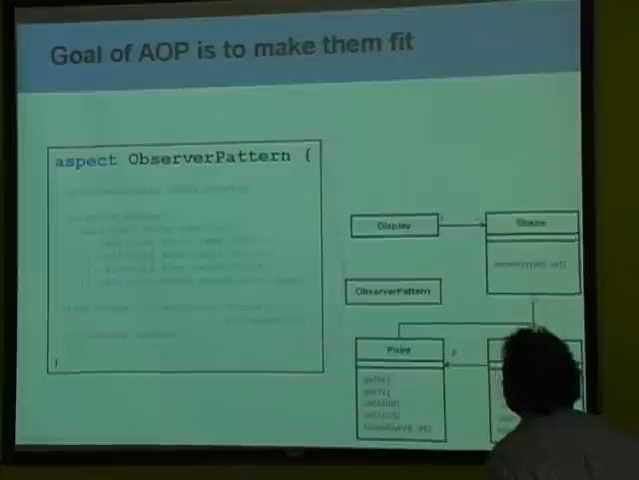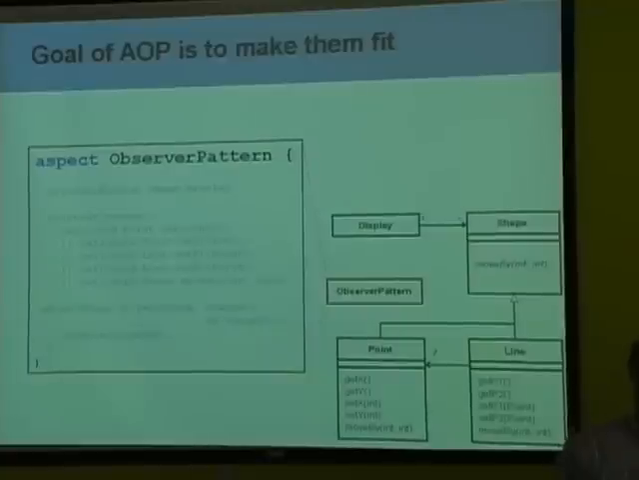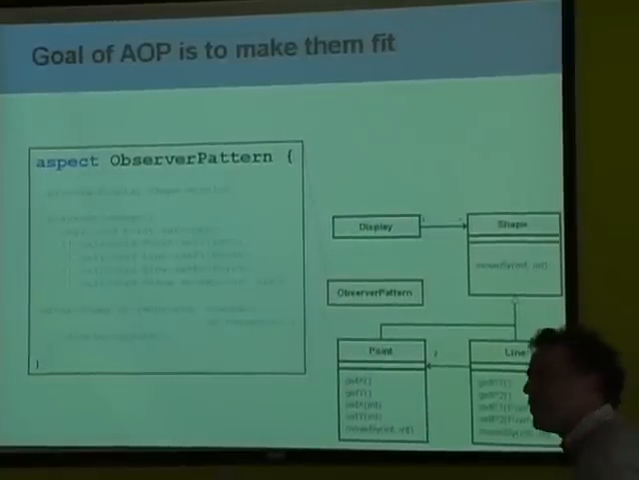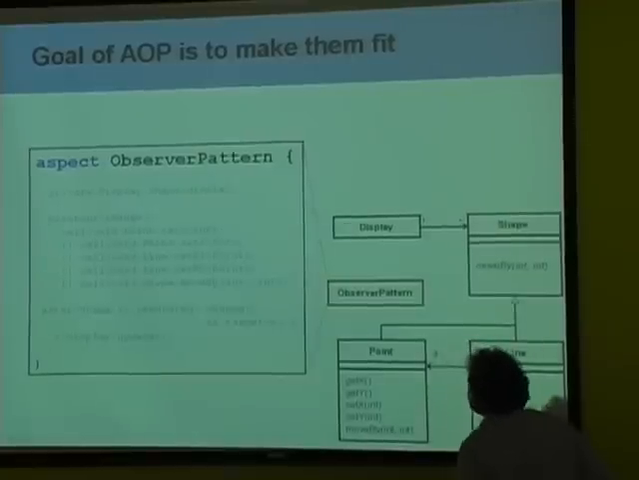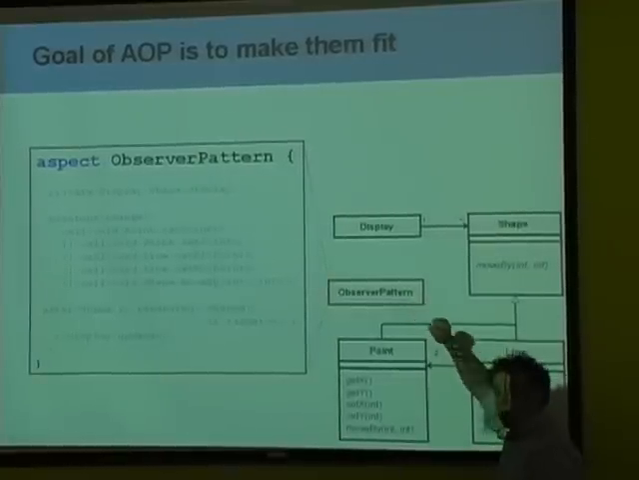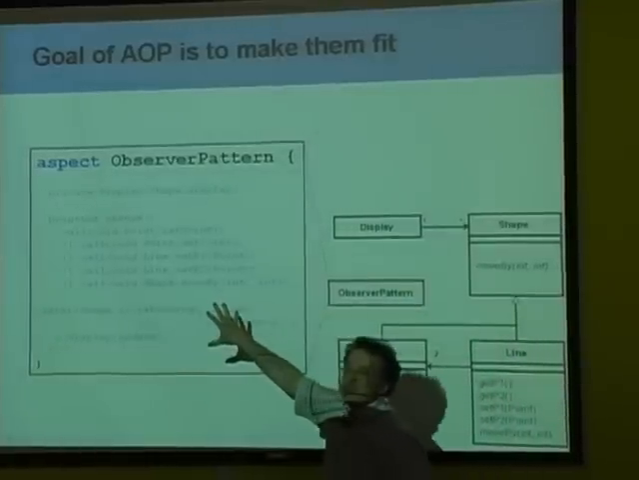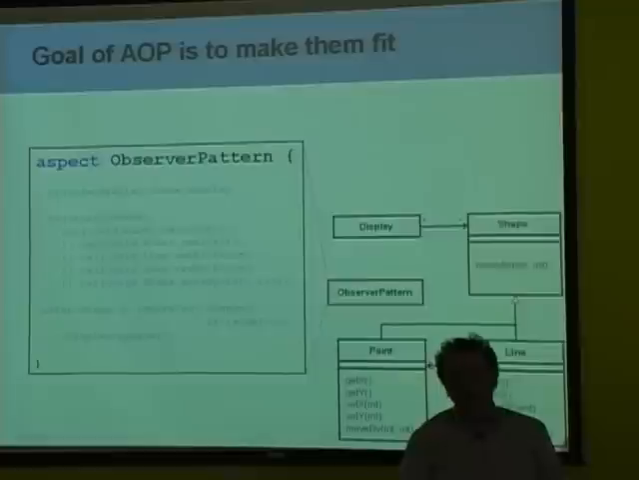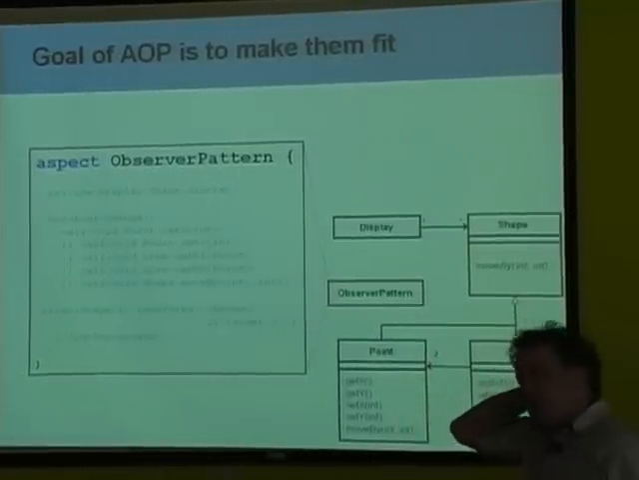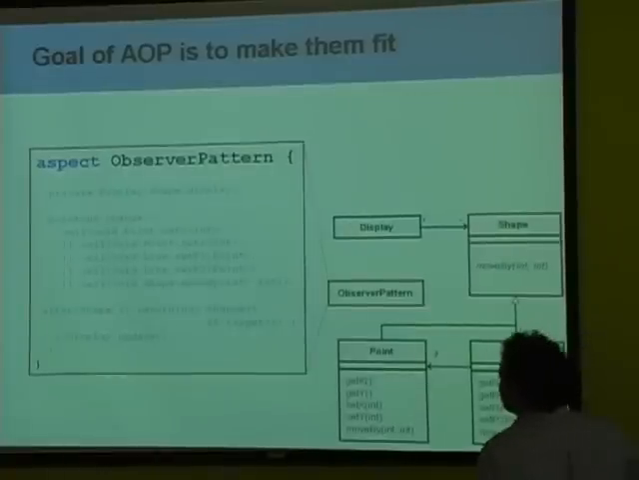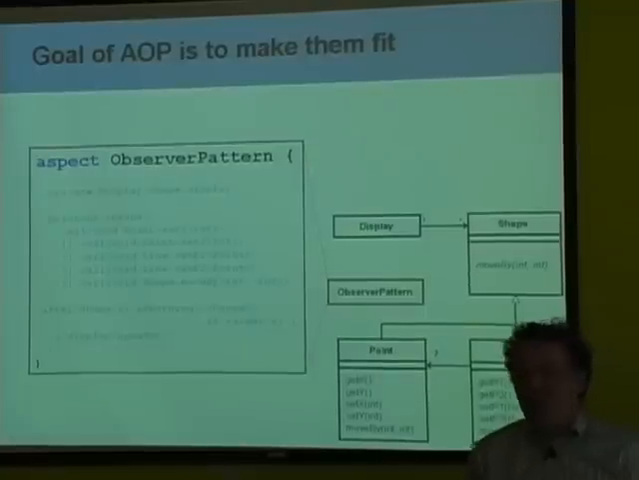Okay. So what AOP is about is making things like the observer pattern, which we'll call cross-cutting concerns, and I'll try to give you a couple of different definitions of that term, fit. In the sense that at a design level, you can say there's a single thing, the observer pattern, and at the code level, you can say a single thing, the observer pattern, and you'll have the kinds of expressiveness and abstraction and modularity that we like. And I've got this code grayed out because you're not supposed to try to read it now, although I know the kind of people you are, and all of you are.